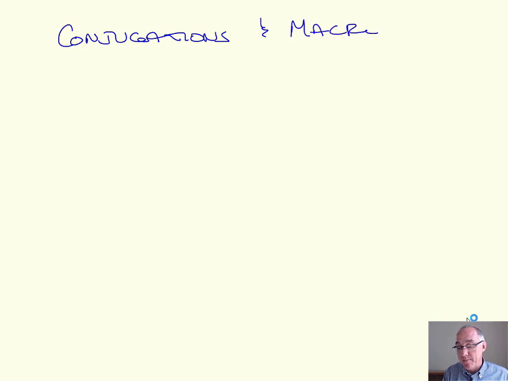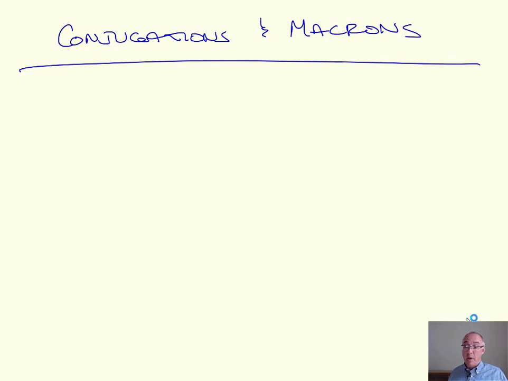Hi, I want to discuss today conjugations and macrons. They sort of go together. Not exactly, but in this video they do. A conjugation. Verbs are divided into conjugations. They're classified into conjugations. And the name of the conjugations are conjugations. Are you ready? This is tricky.